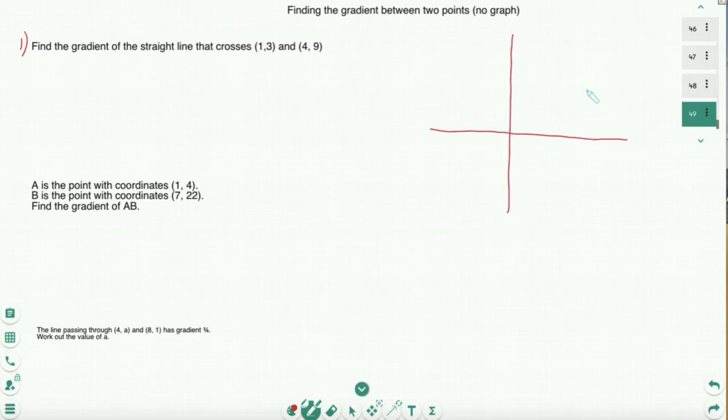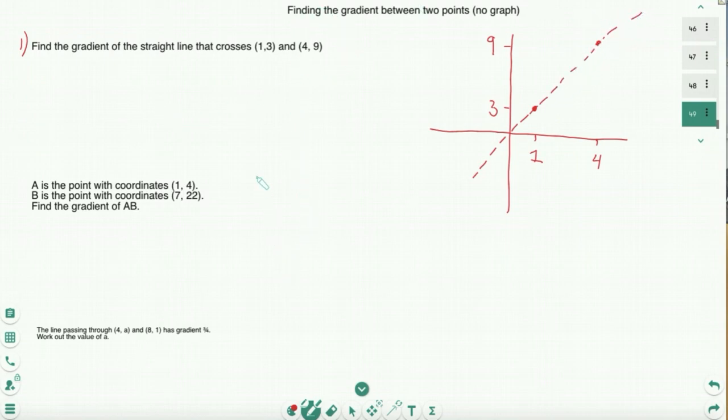So we have a straight line which crosses 1, 3. So let's label 1, 3. That coordinate's here. And 4, 9 is here. And it's a straight line that goes between them. Just a really easy, simple sketch, right? It doesn't have to be perfect.